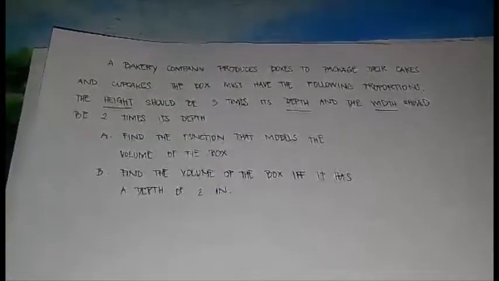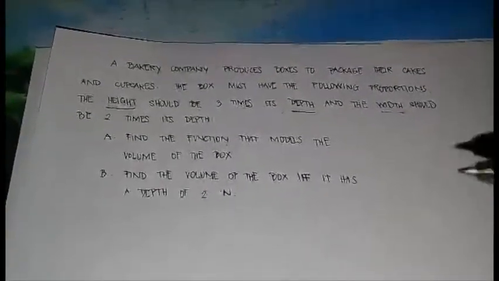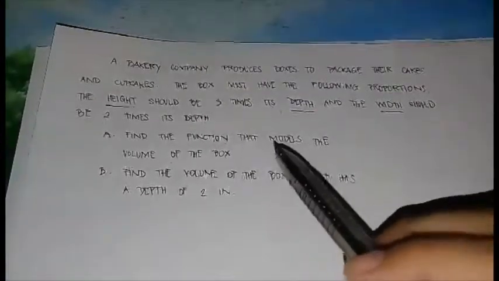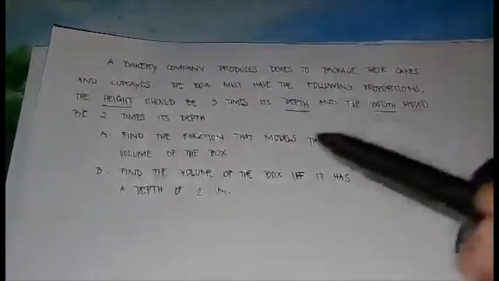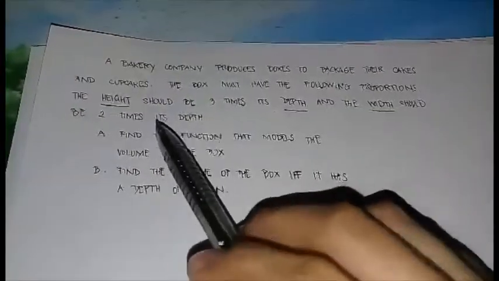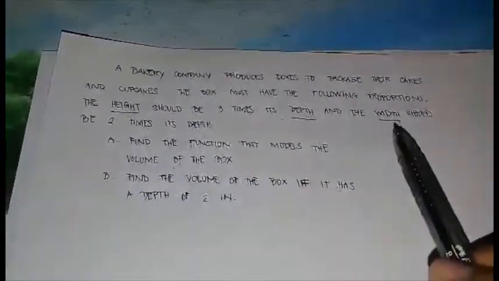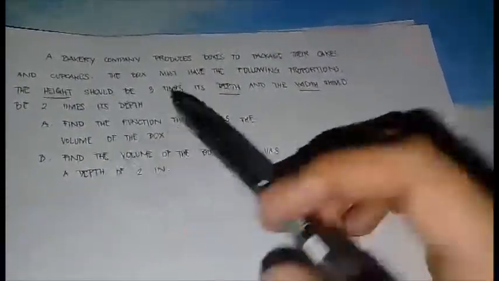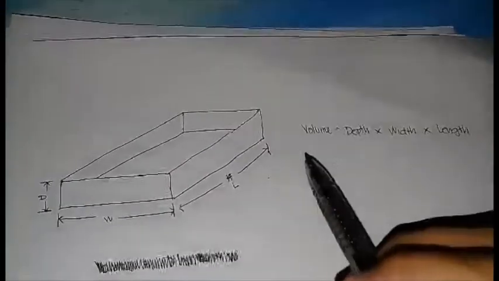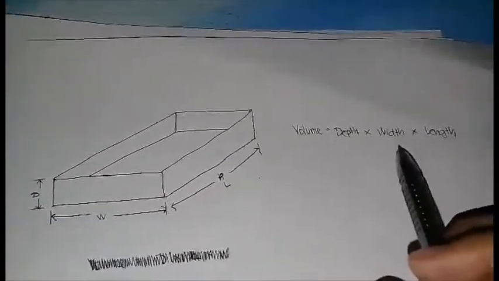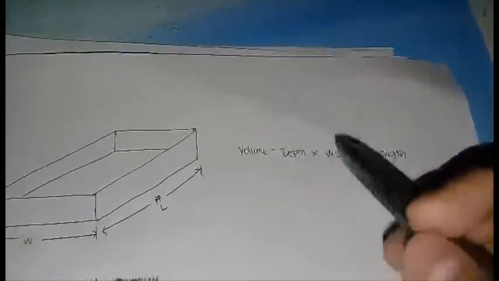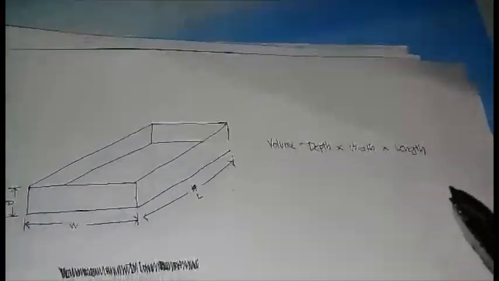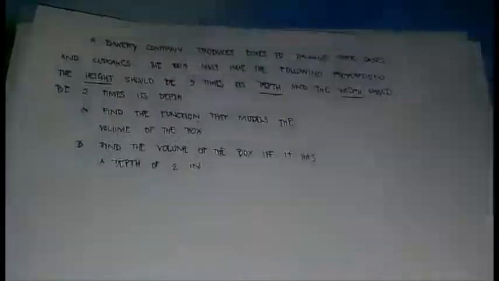The first thing we're going to do about this problem is identify the quantities. For this problem, we have the height, the depth, and the width as our quantities. Since we are asked to find the volume of a box, let's have a quick review of the formula for the volume of a box. Volume is equal to depth times the width times the length. This is the formula we are going to use in our problem. Let's just rewrite it here.